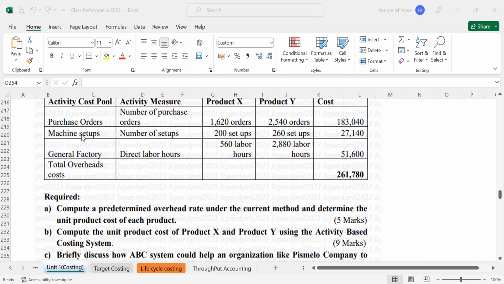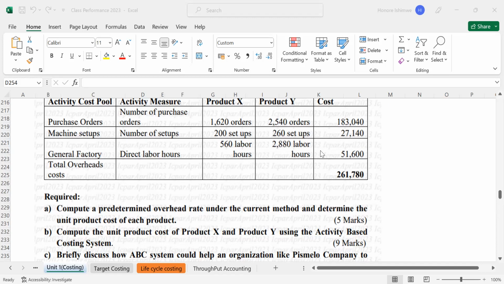So how do we compute the cost per activity? This is the cost of this activity, machine setup, and this 51,600 is the cost of general factory as an activity, or as my overhead. So, I need to determine the cost per activity.